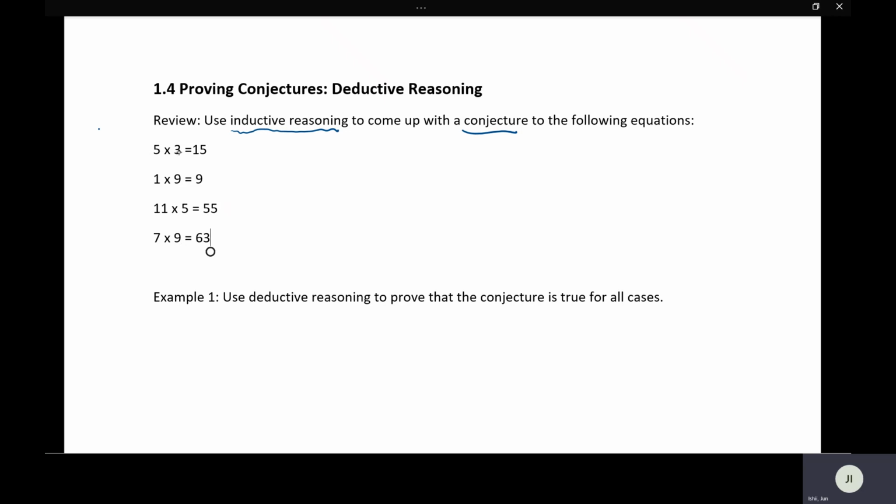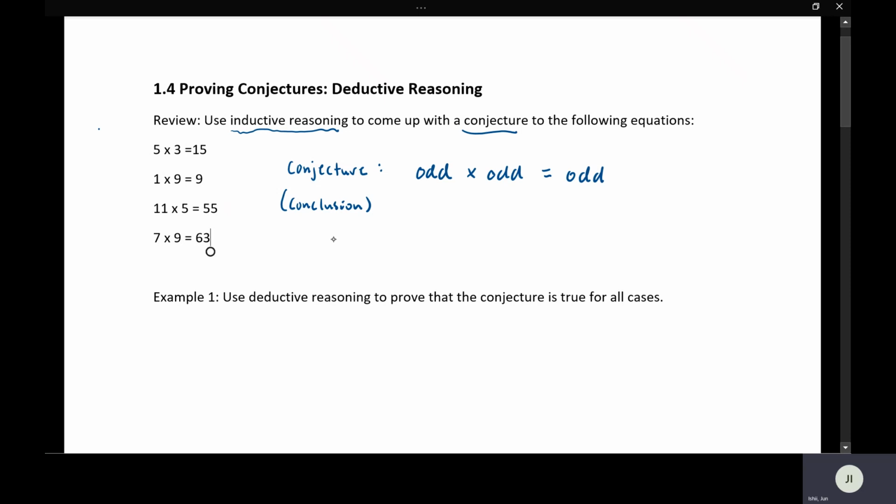So notice here that I have odd times odd is odd. Okay, so the conjecture, and again, conjecture is the same as a conclusion, so I'll put that in brackets. Okay, so these mean the same thing. Conjecture is a conclusion that we come up with based on observation. All right, so notice that in all 4 of these, I'm multiplying 2 odd numbers together, and the results are odd numbers. Okay, so the conjecture is odd times odd is equal to odd.